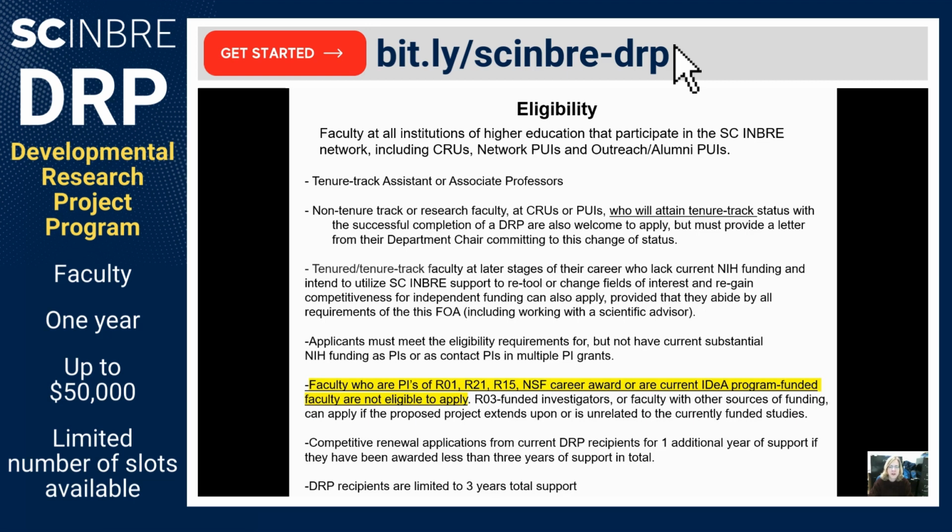Individuals that are currently funded through a DRP and are in their second year can apply for a competitive renewal for 1 year of additional support as long as they have new aims in their proposal, not the same aims that they were working on in year 1 and year 2.